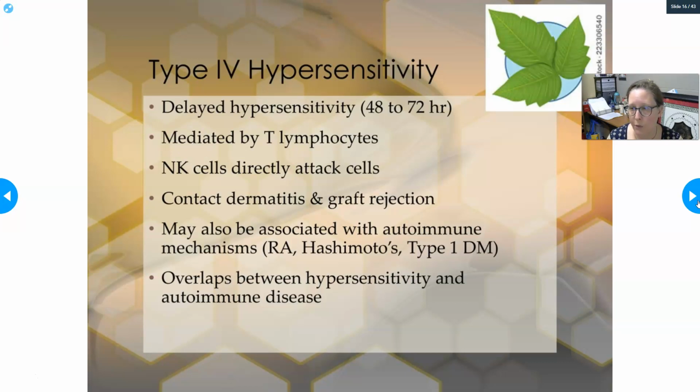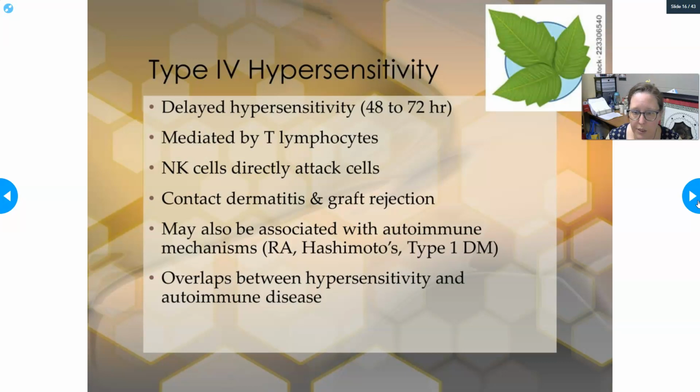So poison ivy would be a contact dermatitis. It's the oil on the leaf that causes the contact dermatitis. But some people can have contact dermatitis to certain metals like nickel. And of course, graft rejection is your body just seeing that this is foreign and attacking it, but it does take a little bit, and so it's delayed.